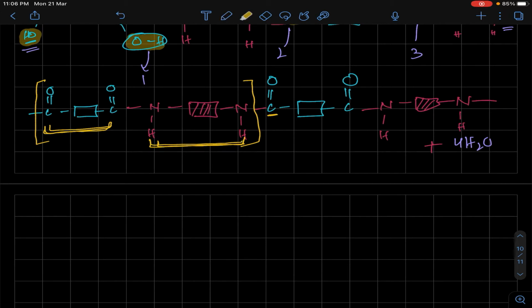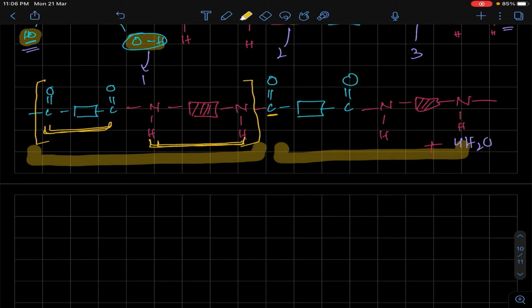So if you look closely at this structure, this is a repeating unit and this is the same copy of this repeating unit. So we have drawn 2 repeats, right? This is a repeating unit, right? This is a repeating unit.